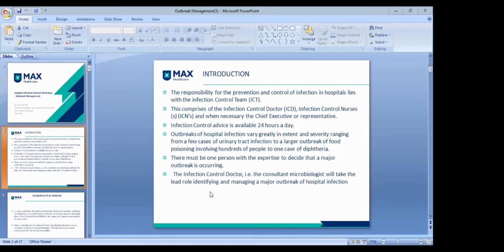So in referring to those terms, it can be a smaller outbreak, an acute outbreak, a chronic outbreak, or anything as large as the COVID era. There must be one person with the expertise to decide whether a major outbreak is occurring. So usually the infection control doctor, that is a consultant microbiologist, takes a lead role in identifying and managing major outbreaks of hospital infection.